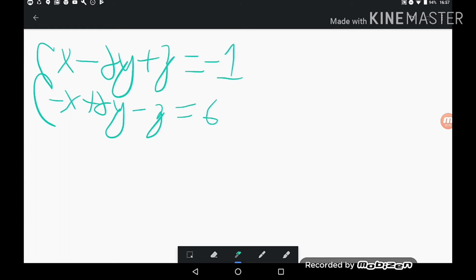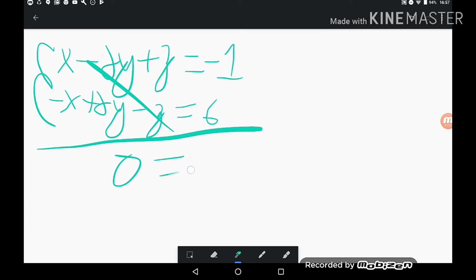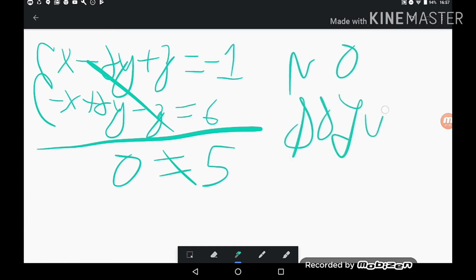Because if you look, you can see that the x's, the y's, and the z's are all additive inverses of each other. So whenever that happens, that's an automatic 0. Now on the right side, that equals 5. But there's an error here, because 0 never equals 5. Therefore, we have no solution. Whenever all 3 terms are additive inverses, that automatically tells you that we have no solution here.